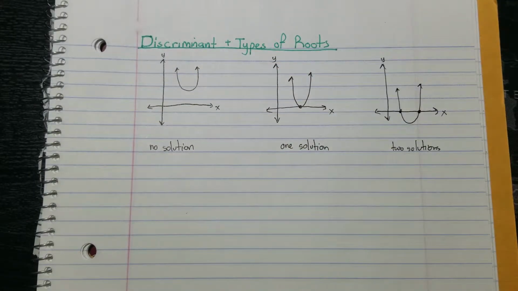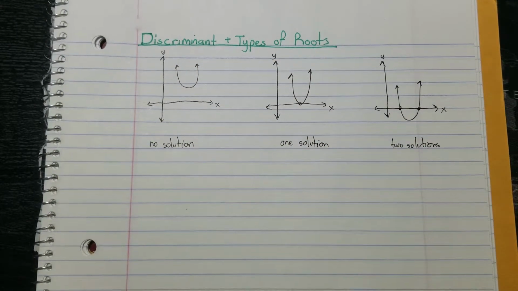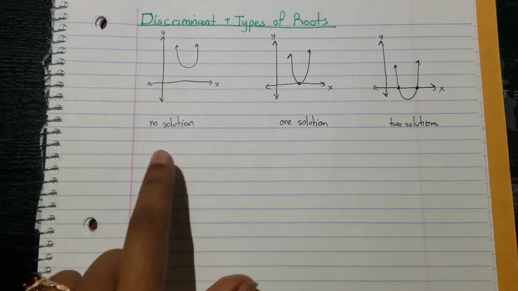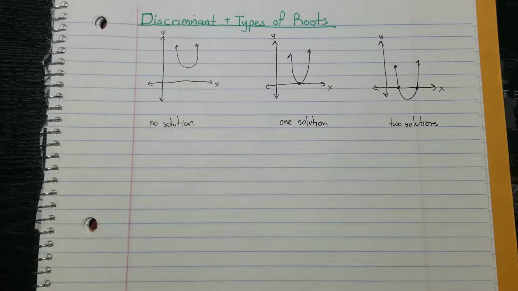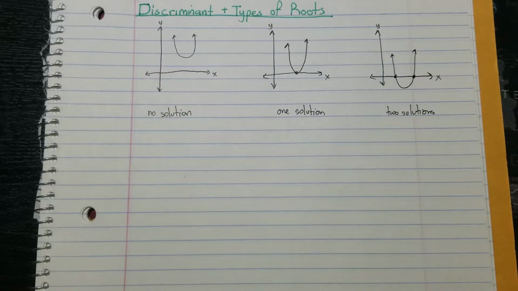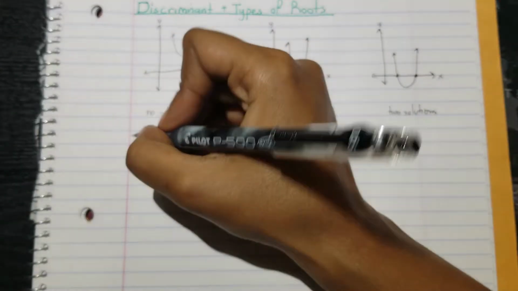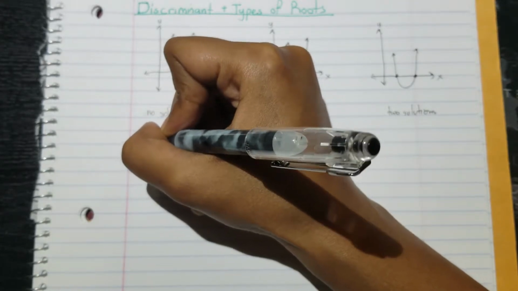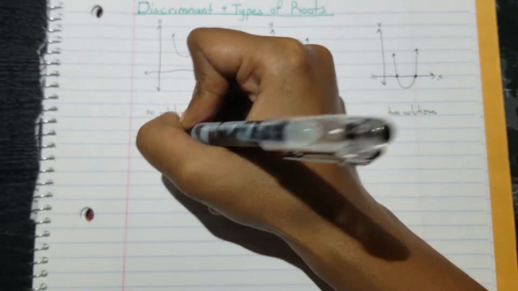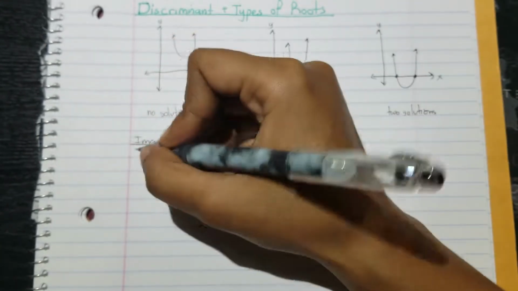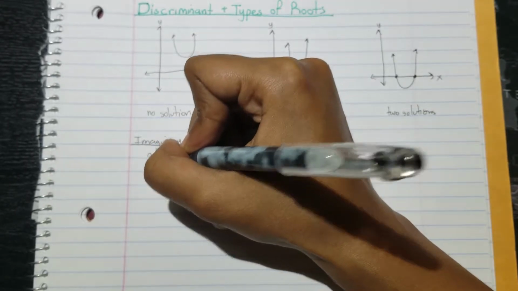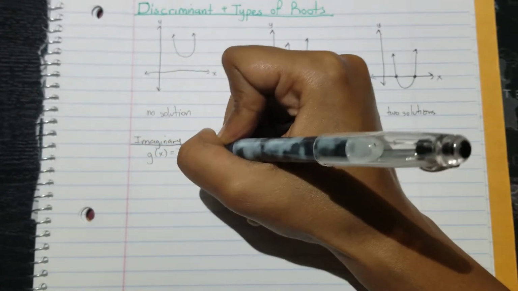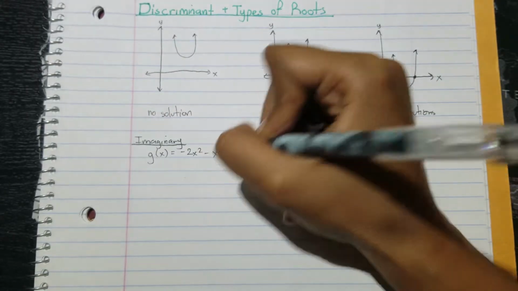But on the Algebra 2 level, you want to go in a bit deeper and try to understand what types of solutions these are. What types of roots are we dealing with? So let's look at an example of something that's imaginary. Imaginary solutions. And let's do the example with g of x equals negative 2x squared minus x minus 1.